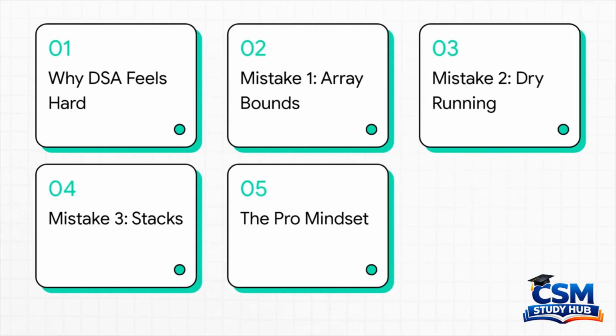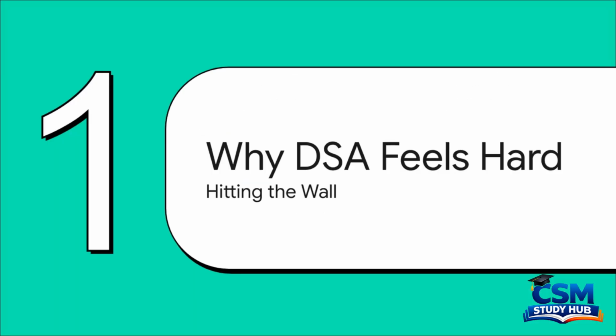So here's our roadmap for today. We'll quickly cover why DSA feels so hard, then we'll hit mistake 1 on array bounds, mistake 2 on the reading versus running trap, and mistake 3 on stacks. Finally, we'll wrap up with the pro mindset. Let's start with part 1, why DSA feels so hard and why it feels like hitting a wall.